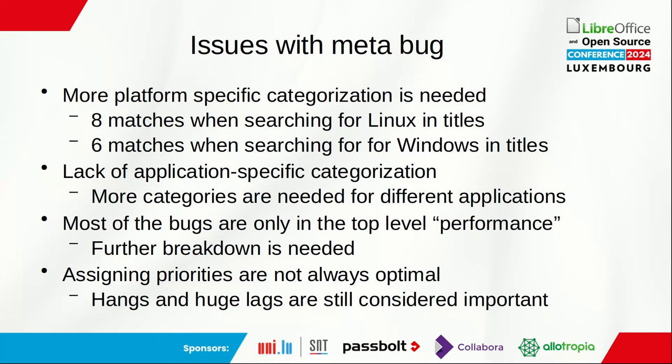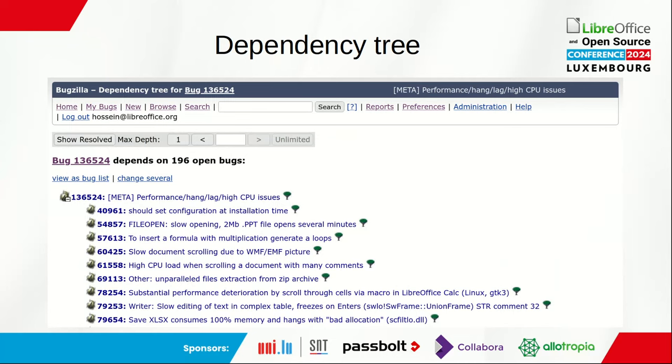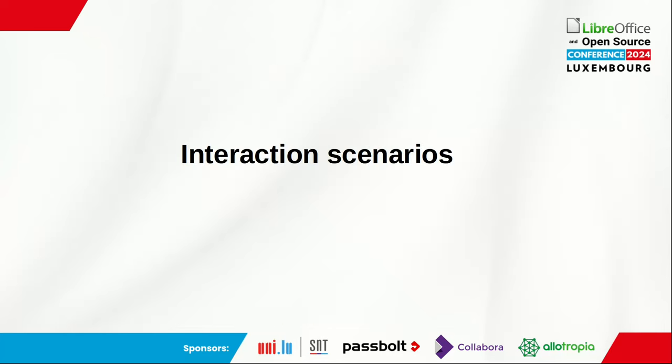So when LibreOffice hangs, this is considered a huge problem, and usually developers try to fix that as soon as possible, but there are also other priorities for hangs during a conversion and things like that. This is a screenshot of the dependency tree, and you can see the bugs are listed here as a tree structure, and you can see bugs depending on each other. This is very helpful if you want to have an overview of the bugs related to performance.